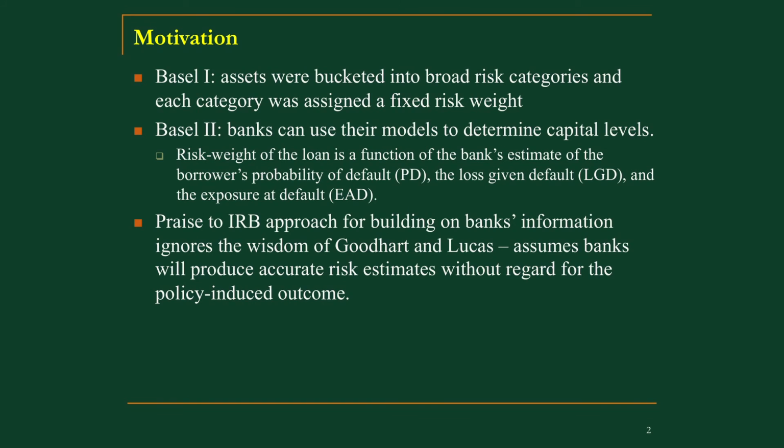Instead of using fixed weights, the banks would use their models to determine for each security, which can be a loan or so forth, what is the probability of default, what is the loss given default, and what is the exposure at default. You multiply those three things, and it gives you the risk-weighted asset component, and that will tell you how much capital you need to have. So we went from a world where everything was prescribed and fixed to one where we were giving banks the opportunity to determine the risk weights.